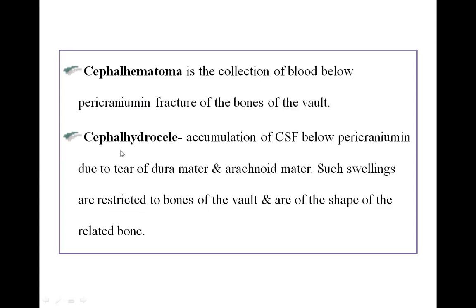Cephalhydroceles occur because of the accumulation of cerebrospinal fluid below the pericranium due to a tear of the dura mater and the arachnoid mater. Such swellings are restricted to the bones of the vault, and they will take the shape of the related bones.